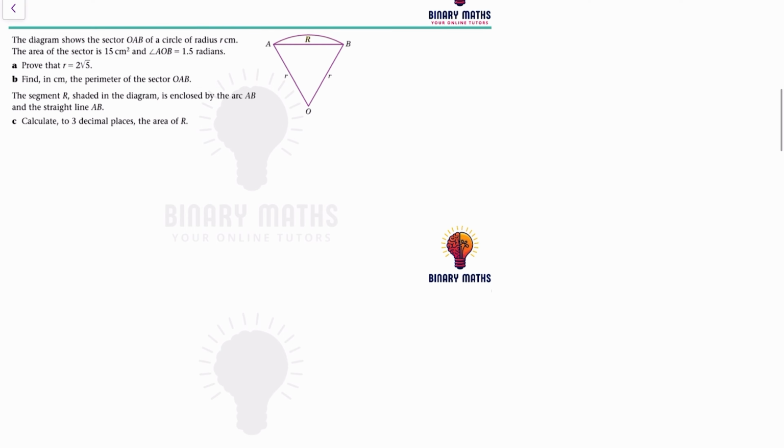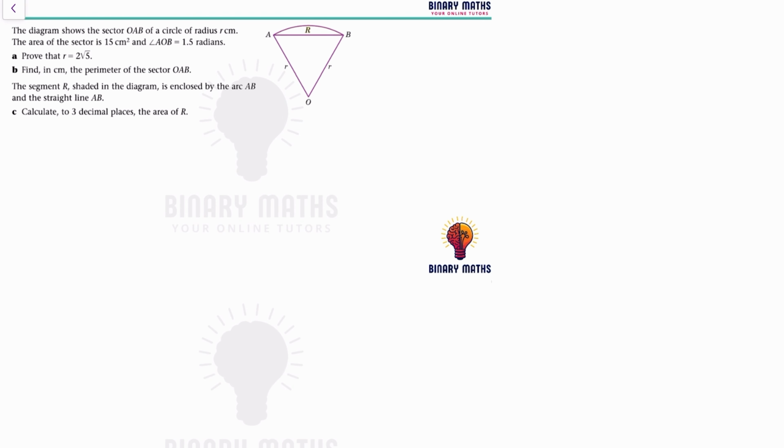Okay, next question. The diagram shows the sector OAB of a circle of radius r. The area of the sector is 15 centimeters squared and angle AOB is 1.5, so this is 1.5 radians. Prove that r is equal to 2 root 5.